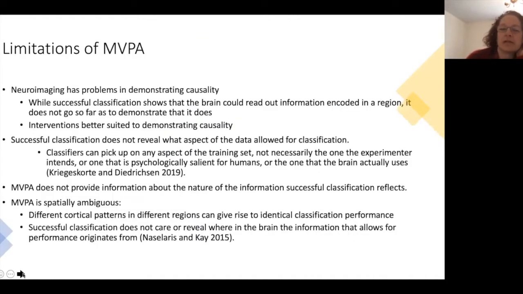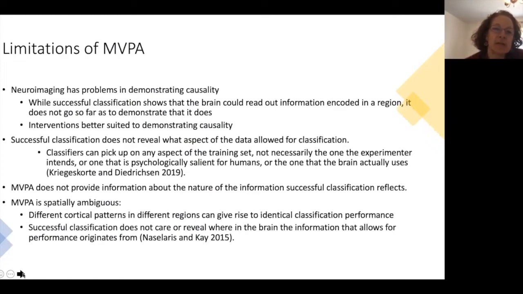Okay, so this decoding has been a very important method in neuroscience and neuroimaging now. And we've been able to show that there's information sufficient for decoding many kinds of things in many parts of cortex. But nonetheless, there have been limitations pointed out for multivoxel pattern analysis.